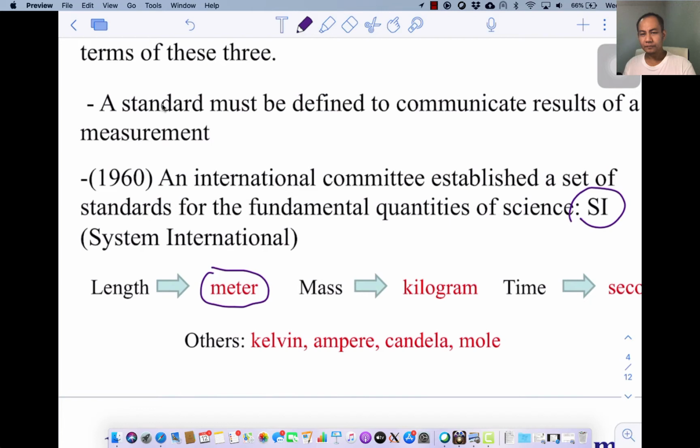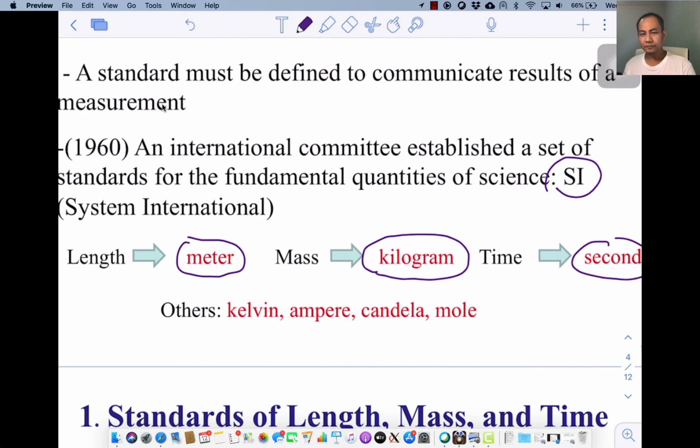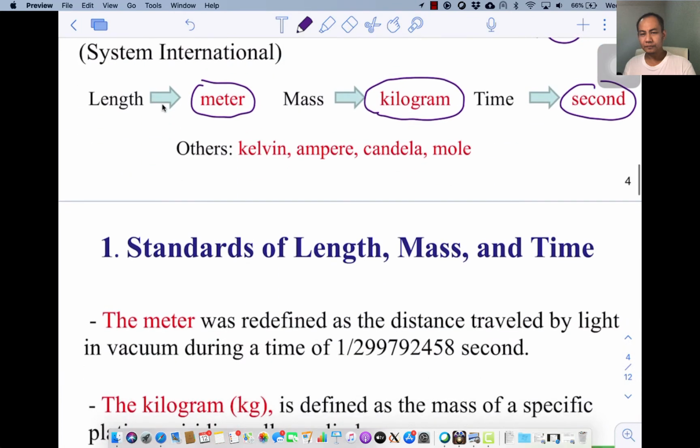So we have the unit for length, which is meter, and the unit for mass, which is kilogram. And time is second. These are the standard units in the SI system for length, mass, and time.